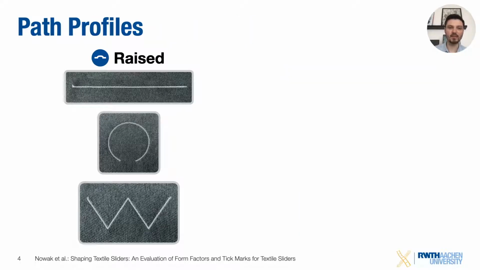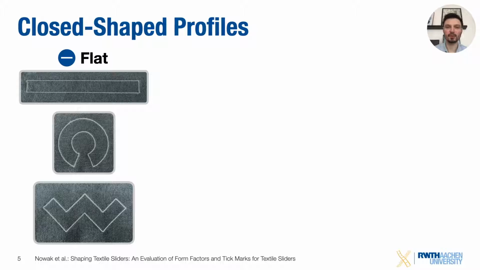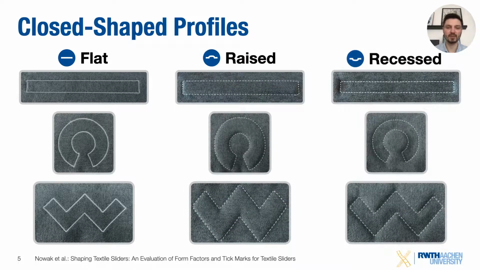Since textiles do not have to be simply flat, we created sliders with different profiles. We differentiate between sliders that are raised from the surface, in this case simply embroidered onto the fabric, and sliders that are recessed. Recessed sliders were fabricated by adding a 3 mm thick padding under the fabric and embroidering the slider on the fabric together with the padding. Similarly, we created profiles for closed-shaped sliders. We differentiated between sliders whose outlines were embroidered into the fabric without the addition of padding, so the inner parts are flat, and sliders that have a raised or recessed inner area.